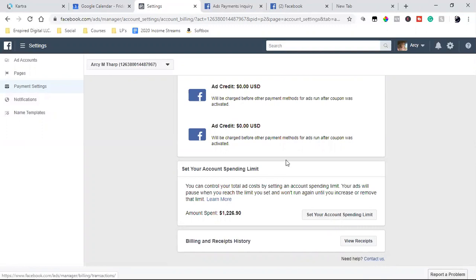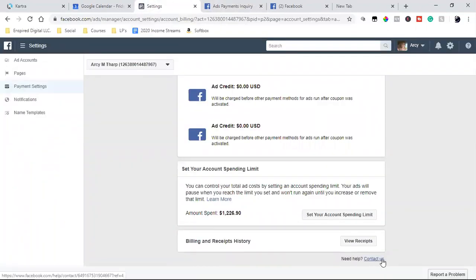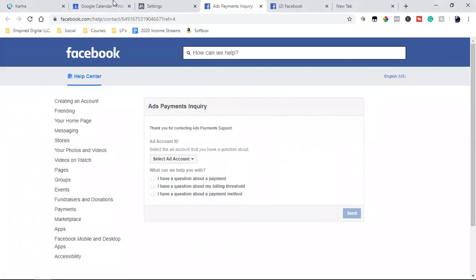So now they're not letting you update the card, but right here is where I clicked on contact us. Contact us at the bottom, and then it brings us here. I didn't see it, sorry. Do you see need help? Contact us right here at the bottom. Okay. Can you see the screen? Yes, I'm seeing it. Okay, perfect.